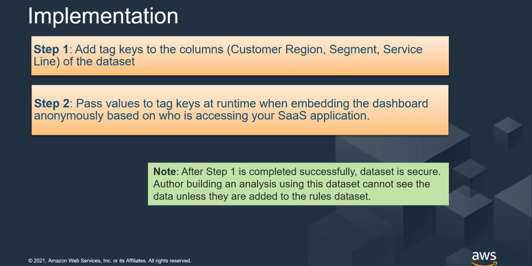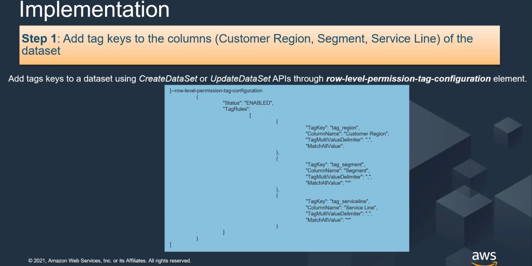So let's get into the details of step one. The details of step one are to add the tag keys to the columns that you want to use to secure your dataset. So the way to do that is you can add the tag keys to the columns using the create dataset or update dataset API. There is a new element in these two APIs called row level permission tag configuration.